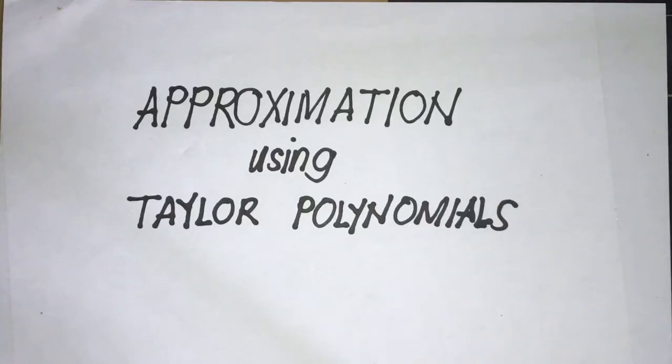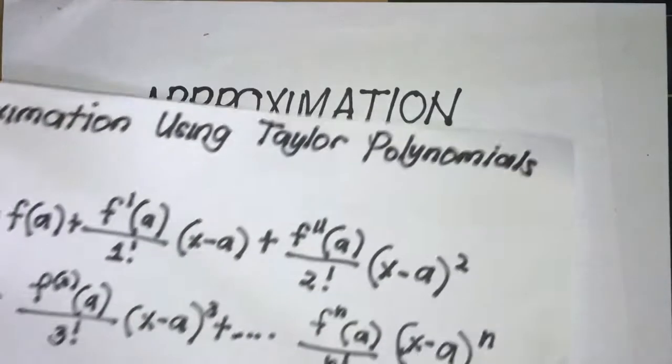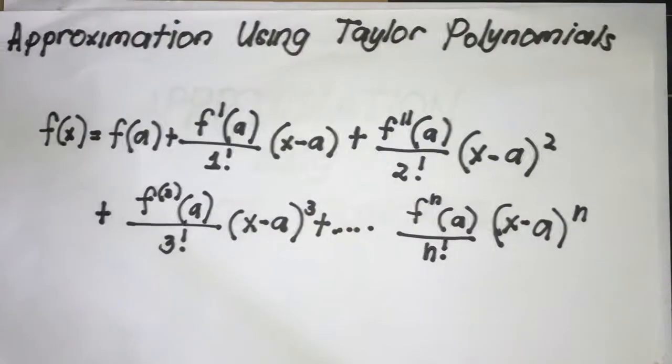Good day. So for today's video, we will be learning about approximation using Taylor polynomials. A Taylor series approximation uses a Taylor series to represent a number as a polynomial that has a very similar value to the number in a neighborhood around a specified x value. So here is the general formula for the approximation using Taylor polynomials.